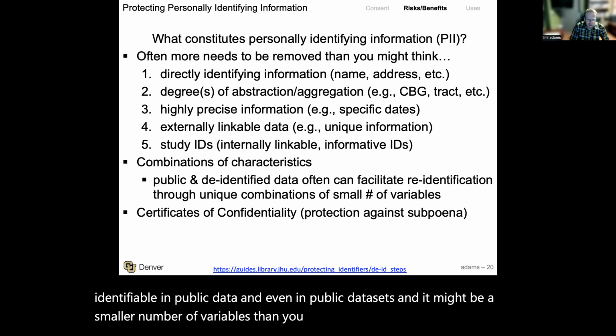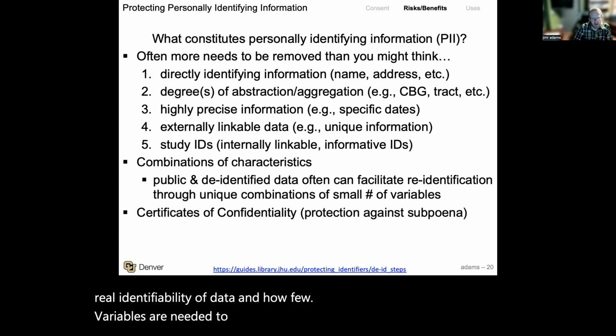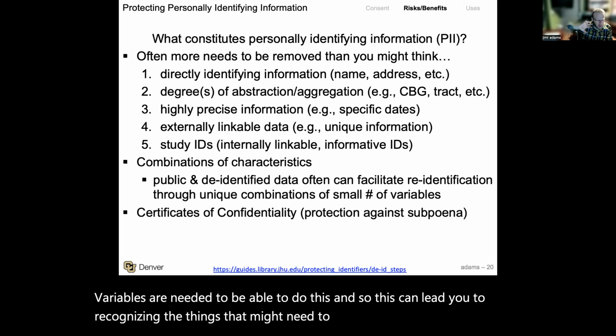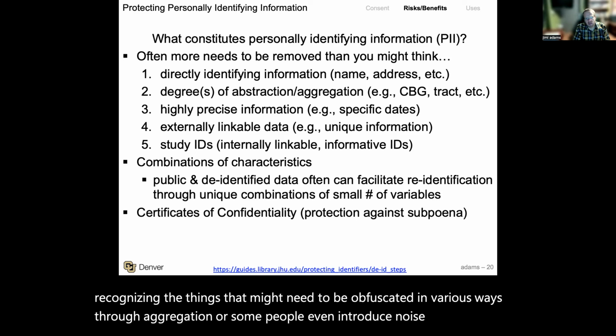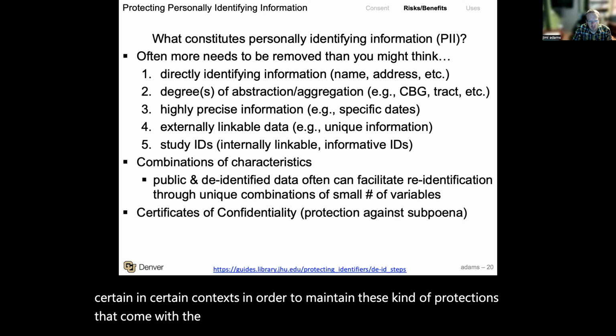There is a robust literature in computer science that talks about the re-identifiability of data and how few variables are needed to be able to do this. And so this can lead you to recognizing the things that might need to be obfuscated in various ways through aggregation, or some people even introduce noise into data in certain contexts, in order to maintain these protections that come with the need to remove or protect personally identifying information.